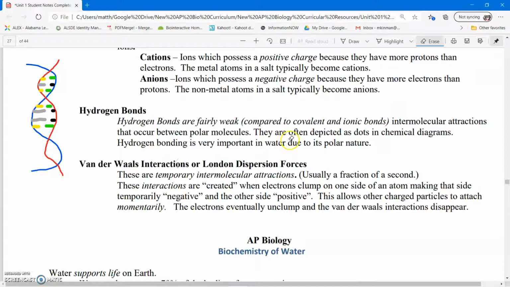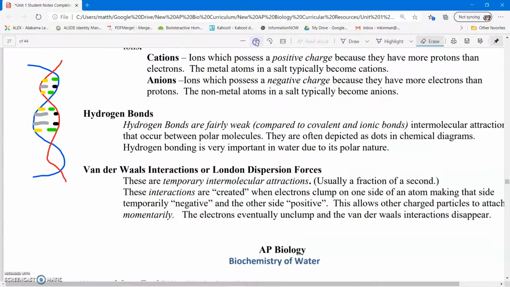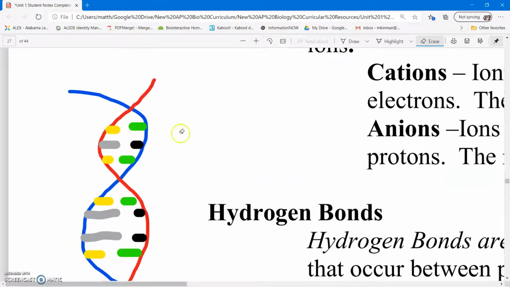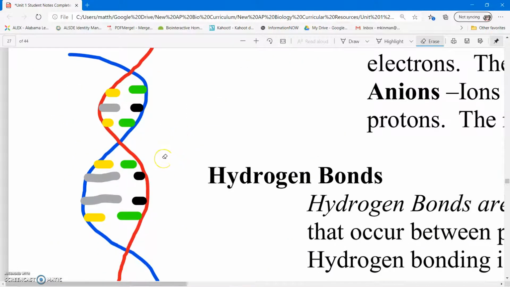So they are often depicted as dots in chemical diagrams. Hydrogen bonding is very important in water due to its polar nature. So if we zoom in on my little DNA structure over here, hydrogen bonds are very important when talking about DNA. If there were not hydrogen bonds in between these nitrogenous bases, the A's and T's and C's and G's of DNA, then the DNA would not unwind like a zipper to make new strands of DNA.